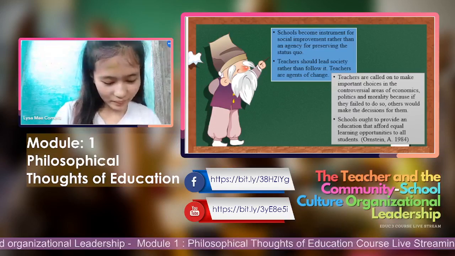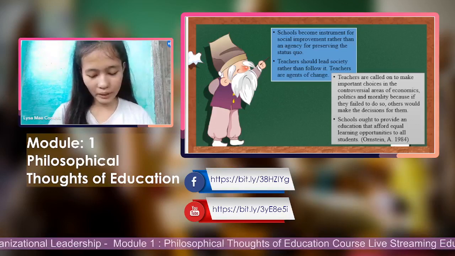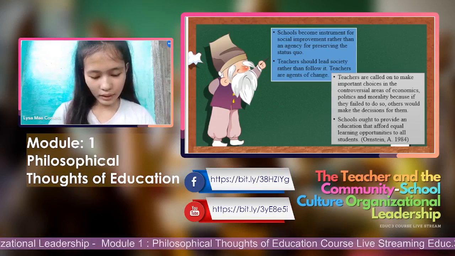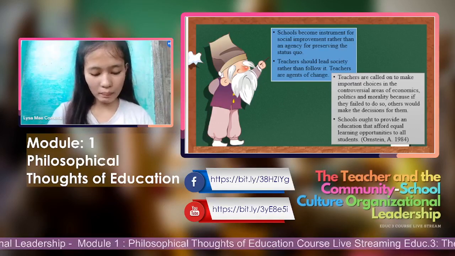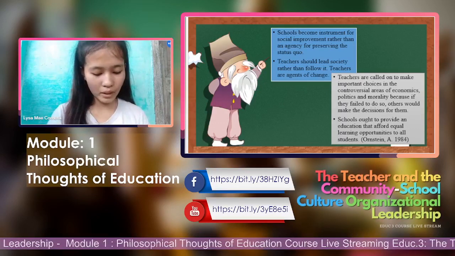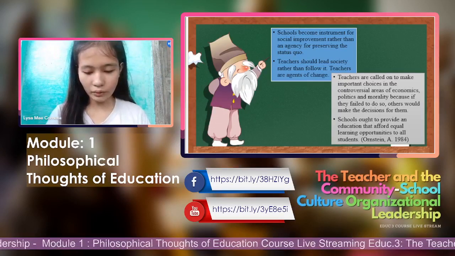Thus, teachers are called on to make important choices in the controversial areas of economics, politics, and morality. Because if they fail to do so, others would make the decisions for them.